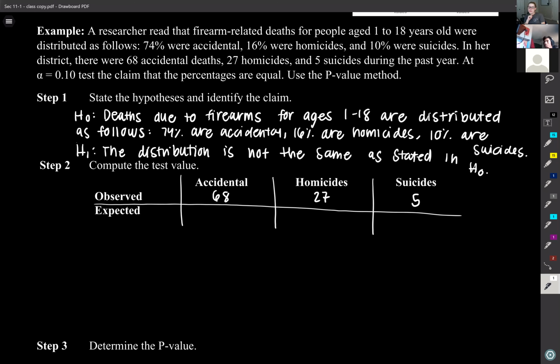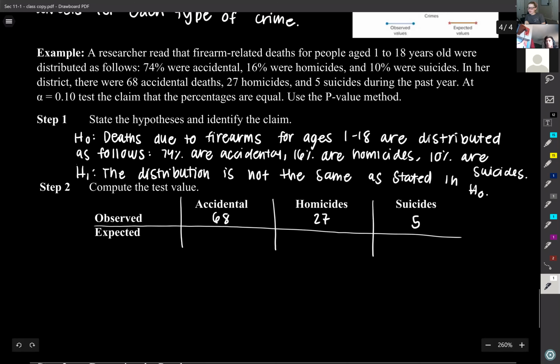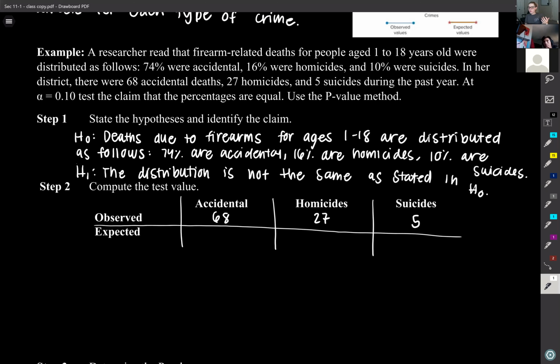So now we have to do the expected values ourselves. Because this problem gives us some probabilities or percentages, it tells us that 74% of these deaths are accidental. This is just something that the researcher read: 74% are accidental, 16% are homicides, and 10% are suicides. To calculate these expected values, we're going to use the formula E equals N times P, where P is the probability of one of these events.